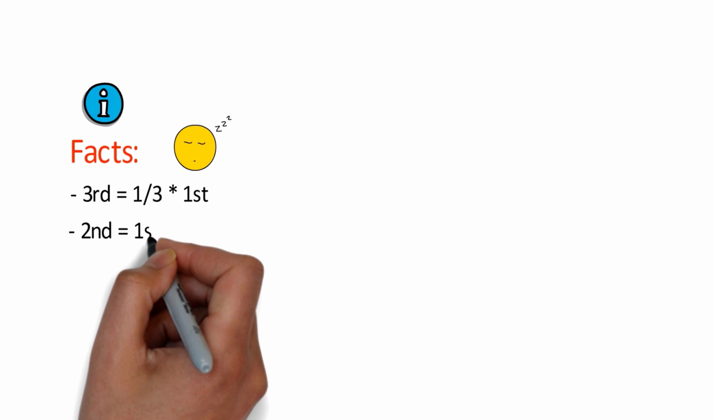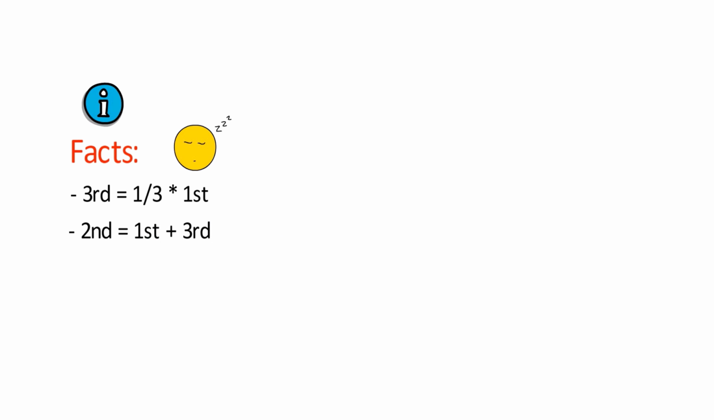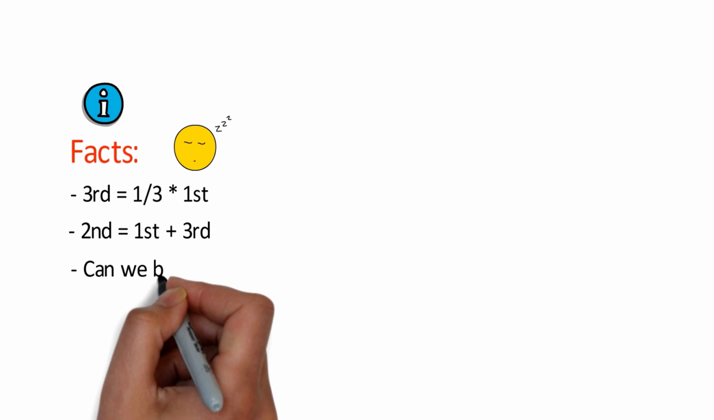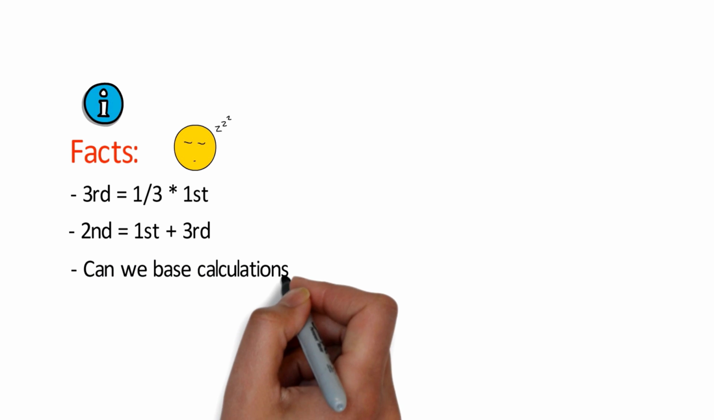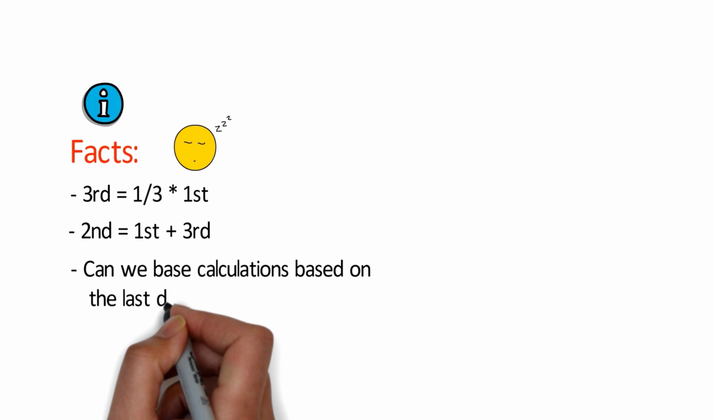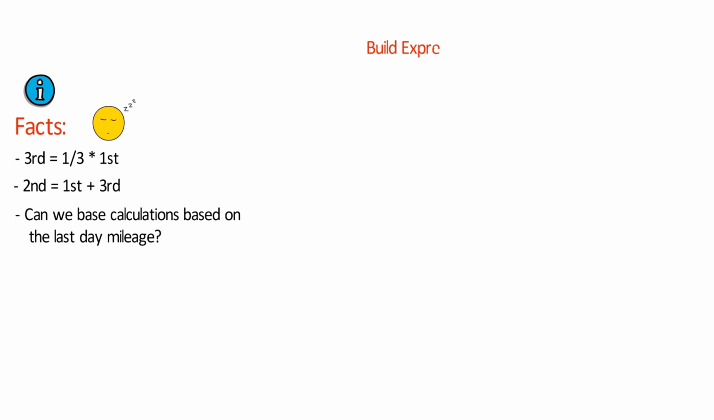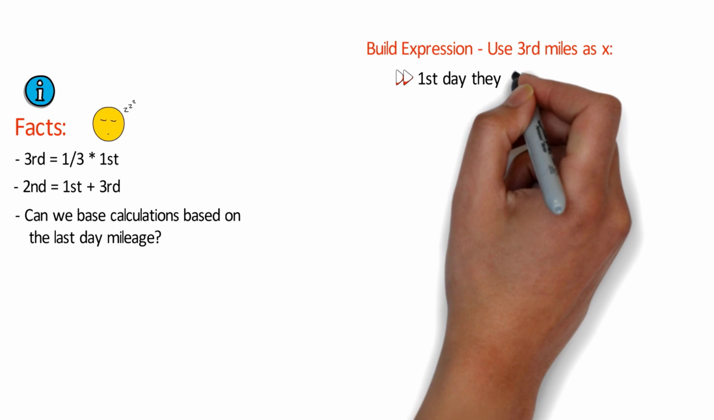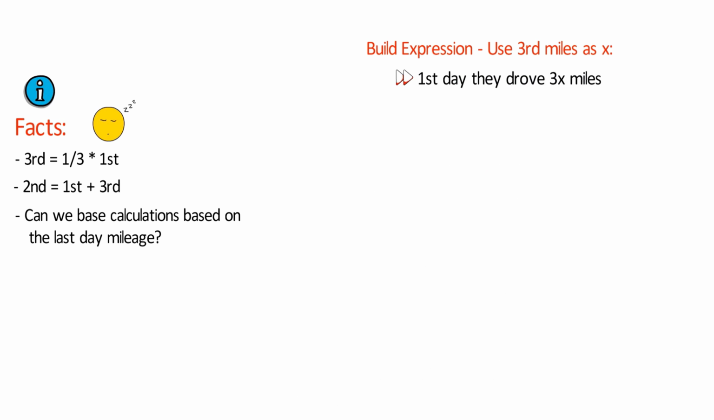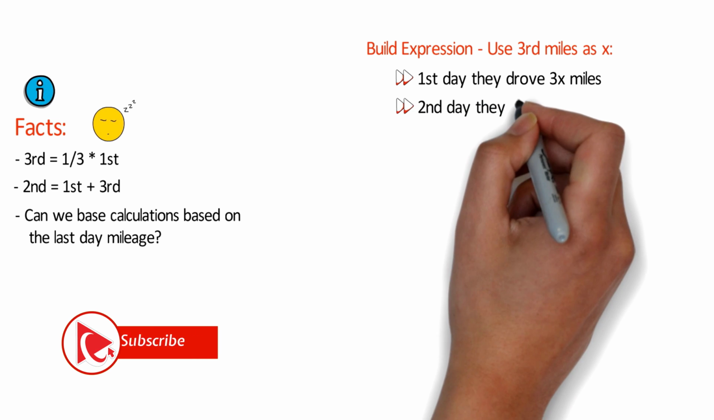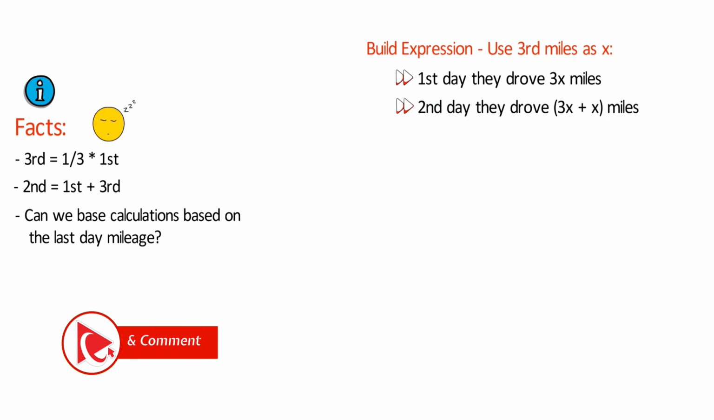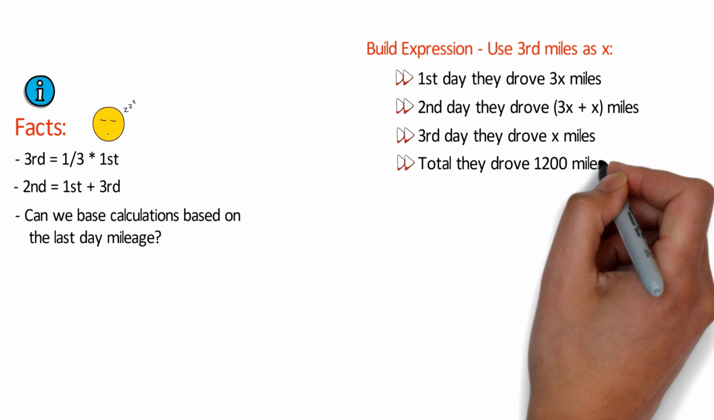And the second fact is on the second day, they drove first day miles plus third day miles combined. So what's interesting here, can we base our calculations off of the last day mileage? What I mean is, can we use the third day miles as x in the expression we're trying to build? Based on this information, on the first day, they drove 3x miles. On the second day, they drove 3x plus x miles. In total, they drove 1,200 miles.